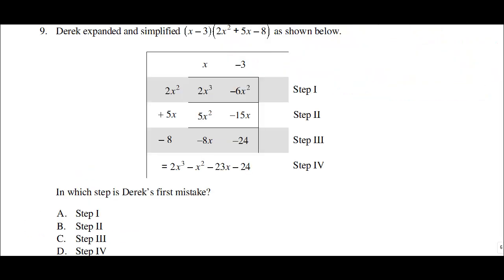Okay. Number 9. Derek expanded and simplified x minus 3, all multiplied by 2x squared plus 5x minus 8, as shown below. Looks like my diagram here didn't really work out. Something wrong with the little computer screen I'm using. Okay, hopefully that looks a little better, something like so.